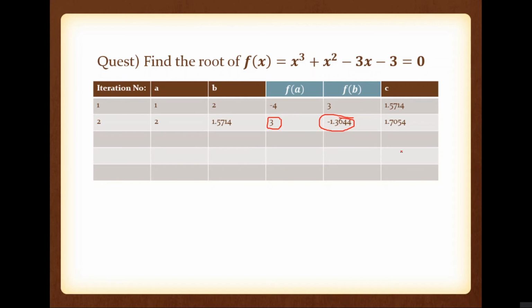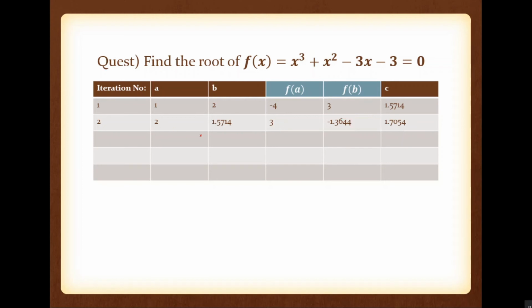So now you can find C. C is equal to A minus f of A into A minus B divided by f of A minus f of B. Okay. If you substitute these values, you have C is equal to 1.7054.